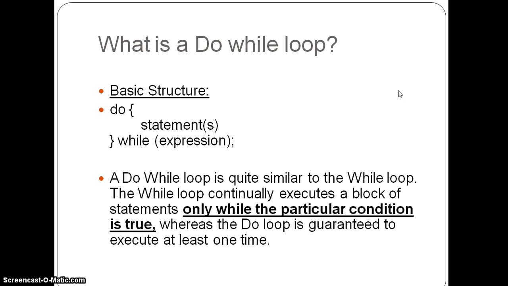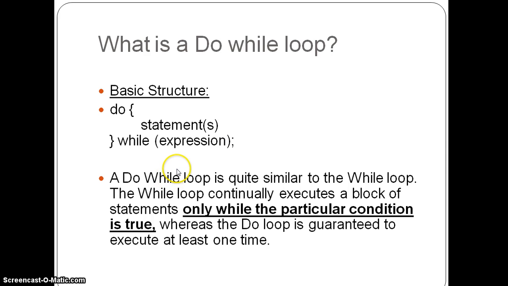So, what is a do while loop? Here is the basic structure of a do while loop. After stating the variables, all you do is type in do, then your statements, whether they contain if statements or not, and then finish off with a while and your expression. Like count less than 10 or count less than 5, whatever it is.